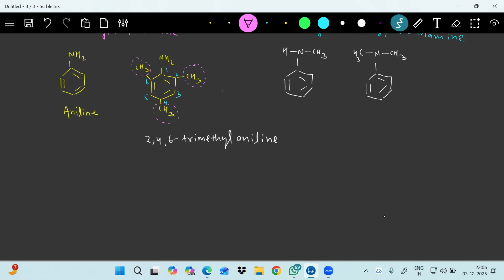Here, it's an aniline, but this is N-methyl aniline, because this CH3 group is attached to the nitrogen of aniline. Here, two CH3 groups are attached to the nitrogen of aniline. See, so this is N,N-dimethyl aniline. Am I clear?